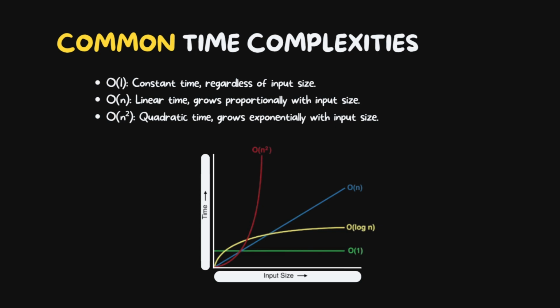Let's break down O(n²) with a quick example. Suppose you are trying to find duplicate elements in a list. A simple algorithm might compare every element with every other element in the list. As the input size grows, the number of comparisons grows quadratically.